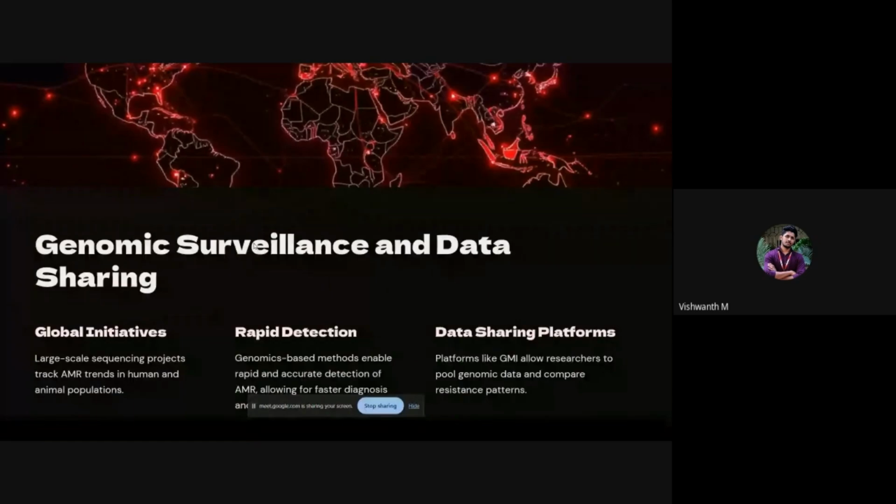The Global AMR Surveillance System, GLASS, is established by the World Health Organization. It integrates data from thousands of laboratories around the world. It uses bioinformatic pipelines to analyze genomic data from bacteria, detecting emerging resistance patterns and identifying novel resistance mechanisms. Data sharing platforms like the Global Microbial Identifier, GMI, are also critical in advancing AMR research, allowing researchers to pool their genomic data and compare resistance patterns across different regions.